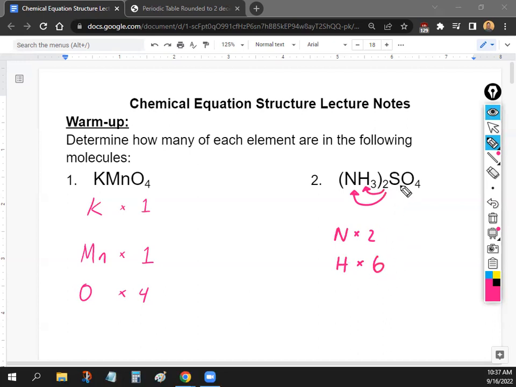And then same thing here. There's no number behind the S. So there's 1 sulfur and there are 4 oxygens. Okay, so again, just make sure you're comfortable counting the elements inside of a molecule. And if there's parentheses, just multiply the inside by the number on the outside.